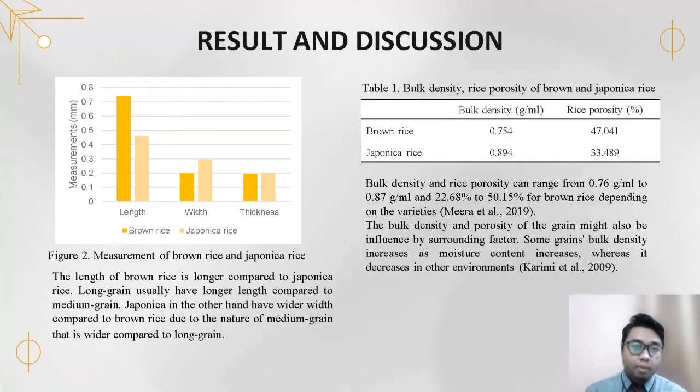For Table 1, we can see the bulk density and rice porosity of brown and Japonica rice. Bulk density and rice porosity can range from 0.76 gram per milliliter to 0.87 gram per milliliter, and 22.68% to 50.15% for brown rice, depending on the varieties. The bulk density and porosity of the grain might also be influenced by surrounding factors, and some grain bulk densities increase as moisture content increases, whereas they decrease in other environments.